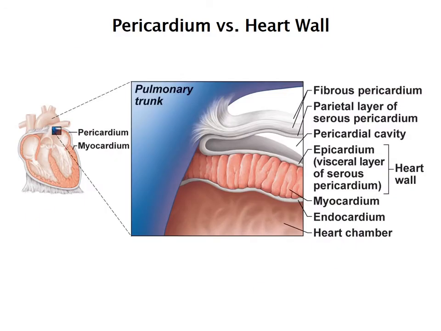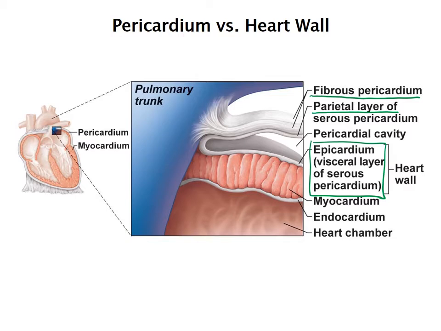Here's a slightly different view of the pericardium. Notice the outermost layer is the fibrous pericardium, which is very rigid and tough. Lying just deep to that is the parietal layer, and then lying on the surface of the heart itself is the visceral layer of pericardium. Notice the visceral layer of pericardium is the outer surface of the wall of the heart itself. Therefore, it is also called the epicardium of the heart.